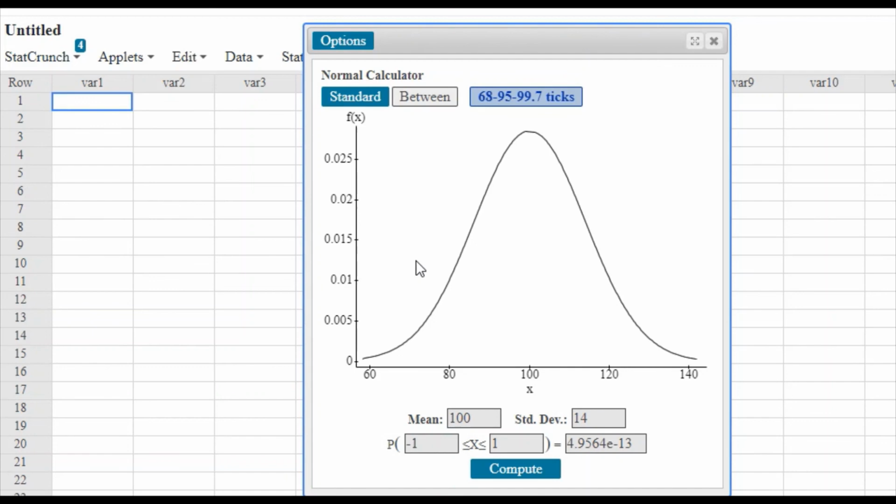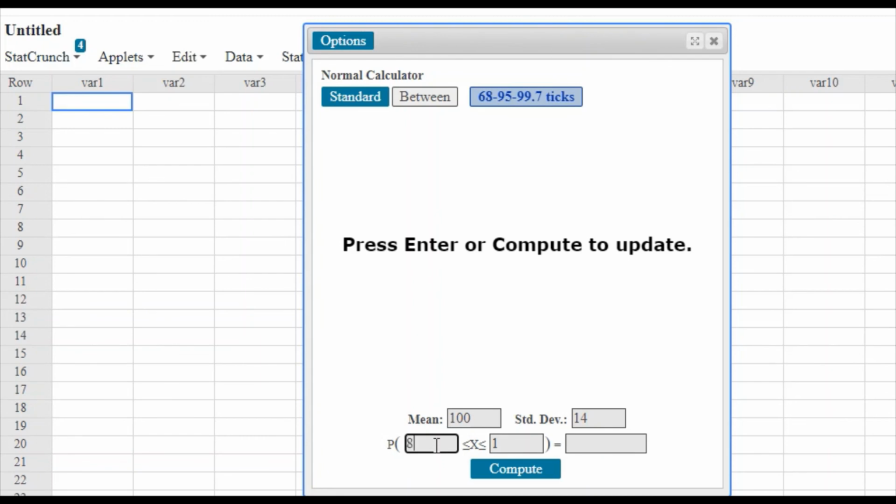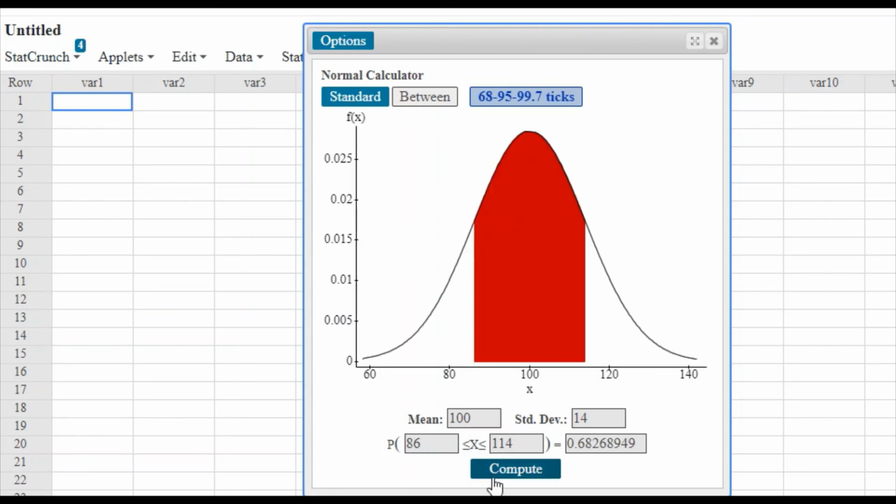From there, we simply enter the two values at the lower and upper end points of our interval, 86 and 114. Then click Compute. Again, notice that the answer we come up with here, 0.6826, is not exactly 68%. However, it's pretty close, which means that the empirical rule is able to give us a pretty good approximation of the exact values without the use of technology.